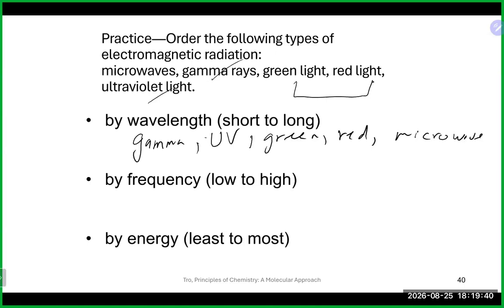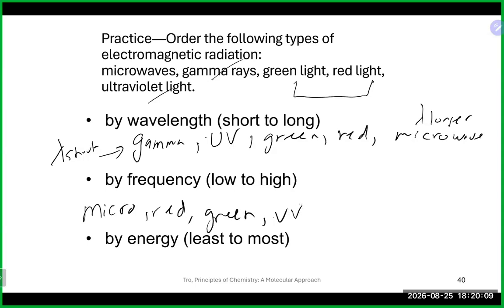For frequency, we're looking for low to high. Here is our shorter wavelength, and here is our longer wavelength. What we know is that longer wavelengths have a lower frequency. So it's the exact same order, just opposite. Our lowest frequency should be microwaves. We then should have red, green, UV, and then gamma. Gamma, with the shortest wavelength, should have the highest frequency out of all of those.